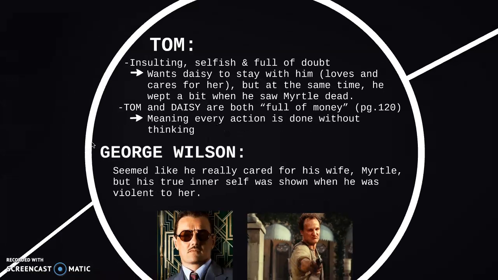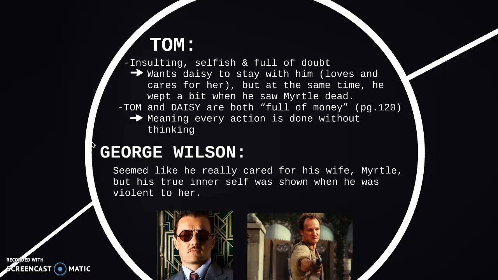Tom is and ever will be insulting. He's selfish. He's full of doubt. He wants Daisy to stay with him, but only so that he can have her when he's done with his affairs. He has someone to come home to. And at the same time, he wept a bit when he saw Myrtle dead. They're both full of money. It means that every action is done without thinking because they take for granted that they can just do what they like because they can afford to.